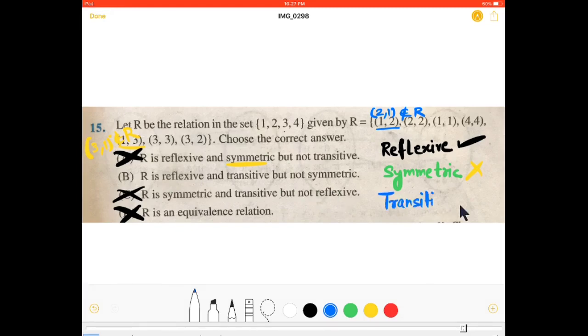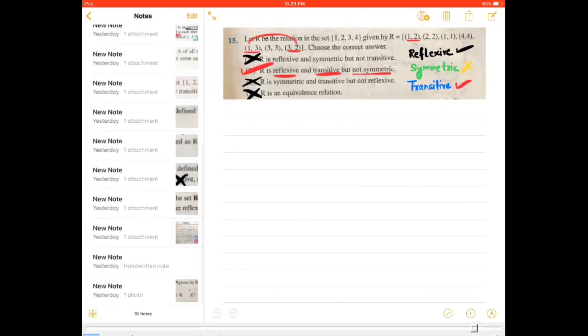Let's check for transitivity. Here (1, 2) is there, and (2, 2) is there, so there is no other pair which starts with 2. Now we'll see (1, 3) is there and (3, 2) is there. The pair (1, 2) must be there, and we have that. We can't match any other pairs, so this is transitive. Now the second part: it is reflexive and transitive, but not symmetric. So this second part is correct.